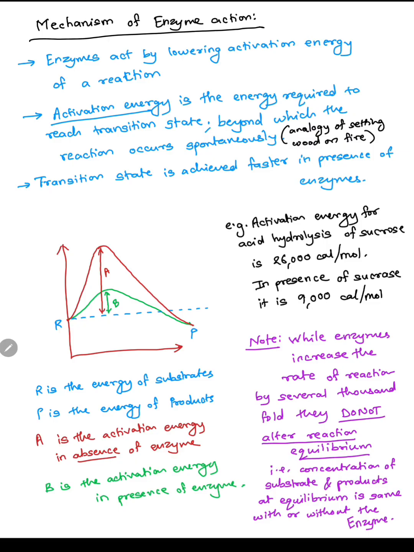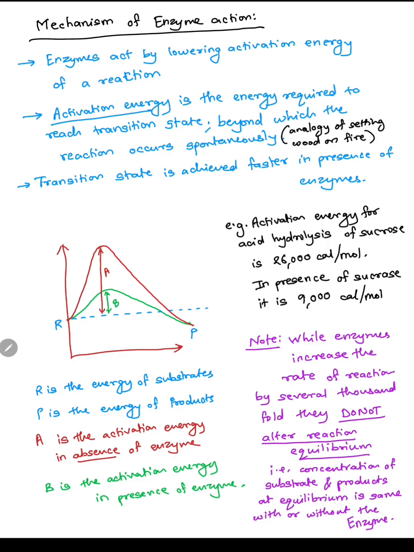Like burning of wood, if you want to set wood on fire, you must have noticed that it doesn't start burning immediately. Burning of wood is an exothermic reaction, and yet it does not happen spontaneously. You need to invest some energy before the wood can start to burn, and that energy which you invest initially for the wood to start burning is called activation energy. And the transition state is achieved if enzymes are present.